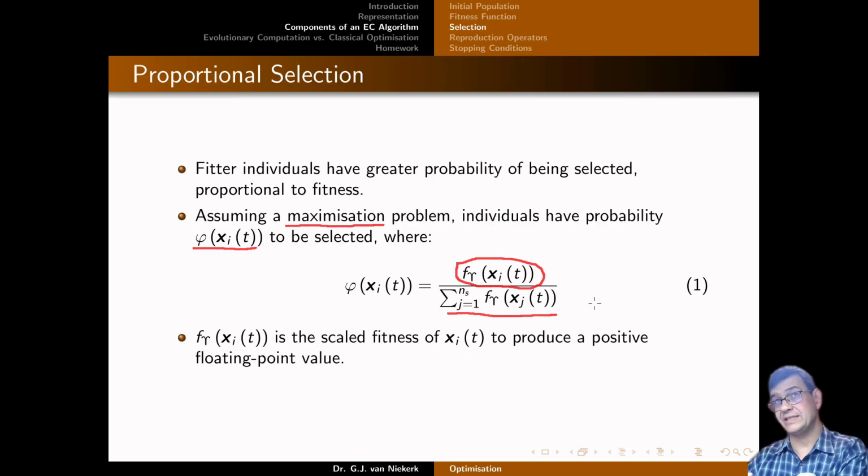But if anything is fitter, let's say one of the individuals has a fitness of 0.5, you've got 0.5 over 1. So it has a higher probability of being selected. In that way, we can assign a probability that every individual is going to get selected.